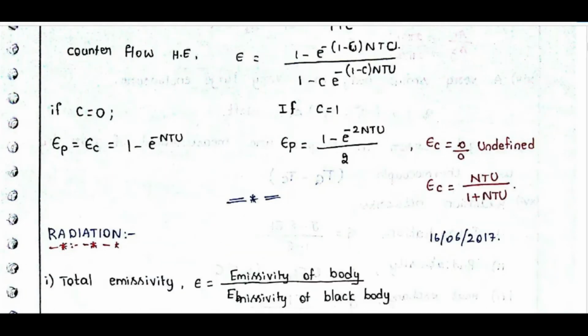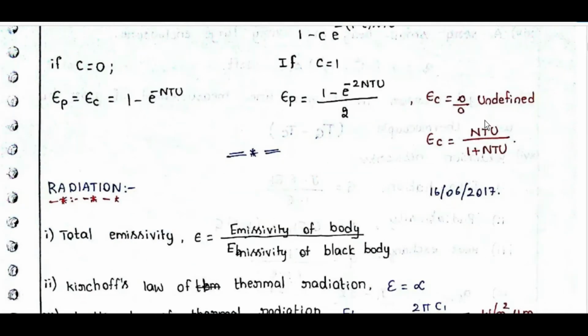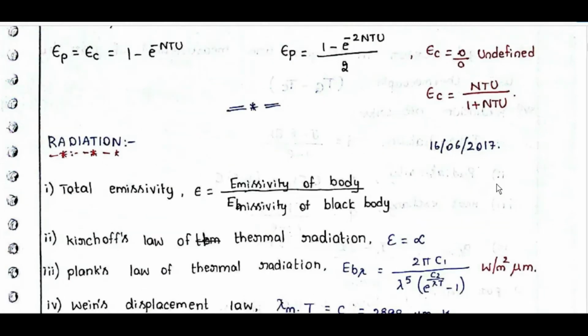If C is equal to 0, epsilon parallel is equal to epsilon counter is equal to 1 minus e power of minus NTU. If C is equal to 1, epsilon parallel is equal to (1 minus e power of minus 2 NTU) by 2. Epsilon counter is 0 by 0, undefined. So there is another formula: epsilon counter is equal to NTU by 1 plus NTU.